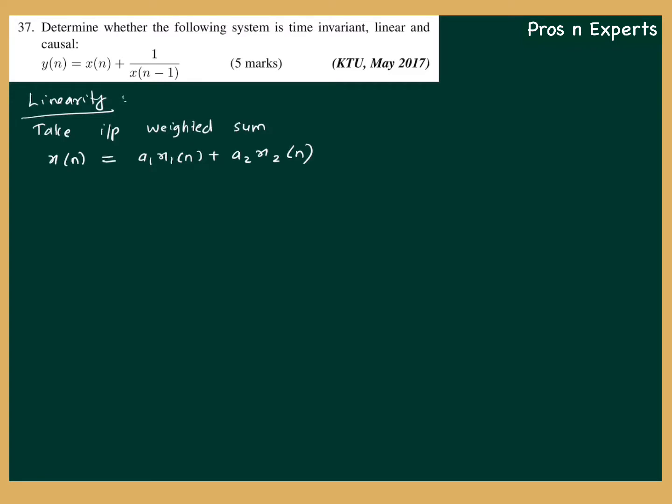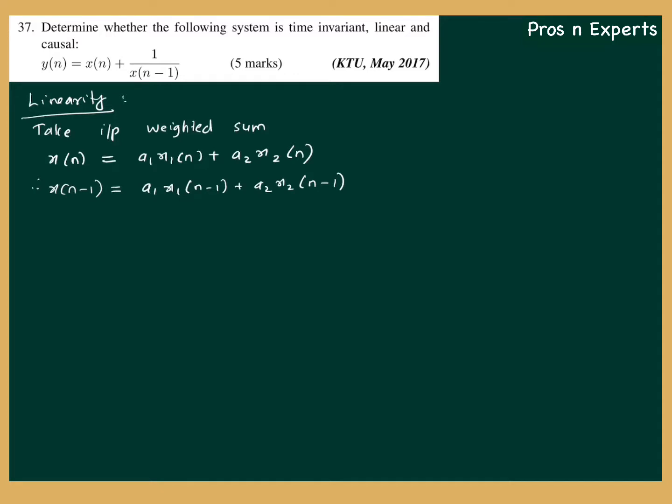This question is a typical one. In the input output relation, there is an x of n term and x of n minus 1 term. We have x of n here, right? So what is x of n minus 1? We can find out. Therefore x of n minus 1, keeping the same weighting and mixing, will be a1 x1 of n minus 1 plus a2 x2 of n minus 1. So wherever you find n, replace it by n minus 1 to get x of n minus 1.